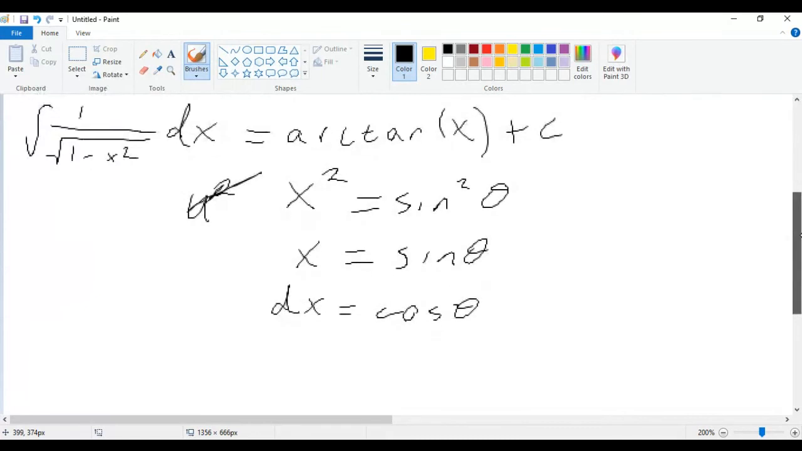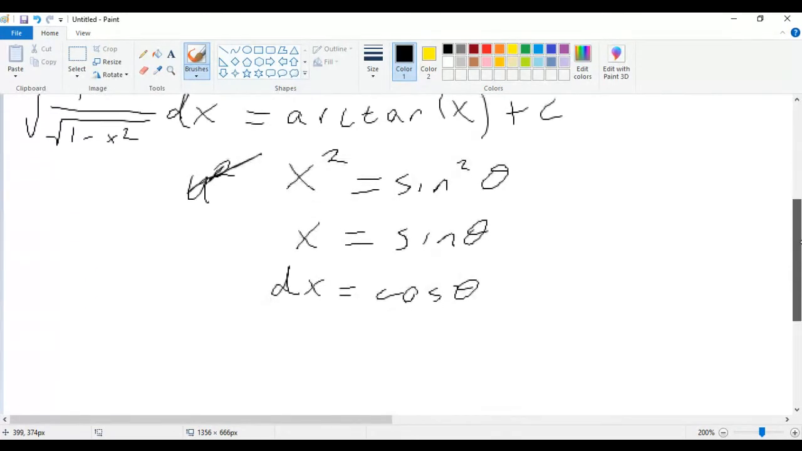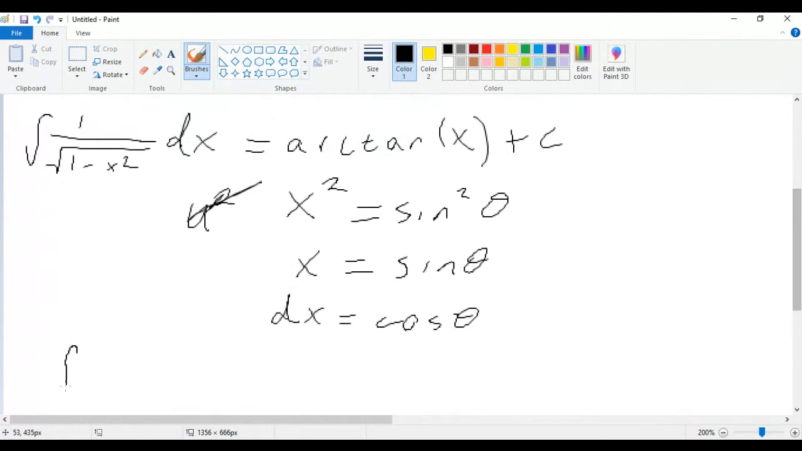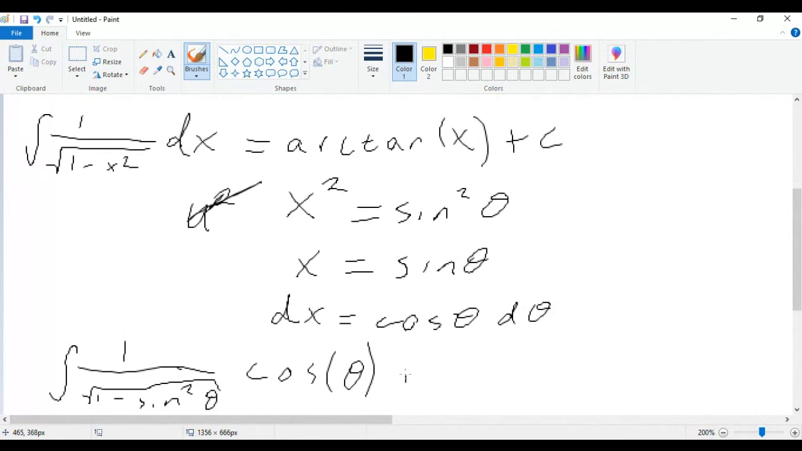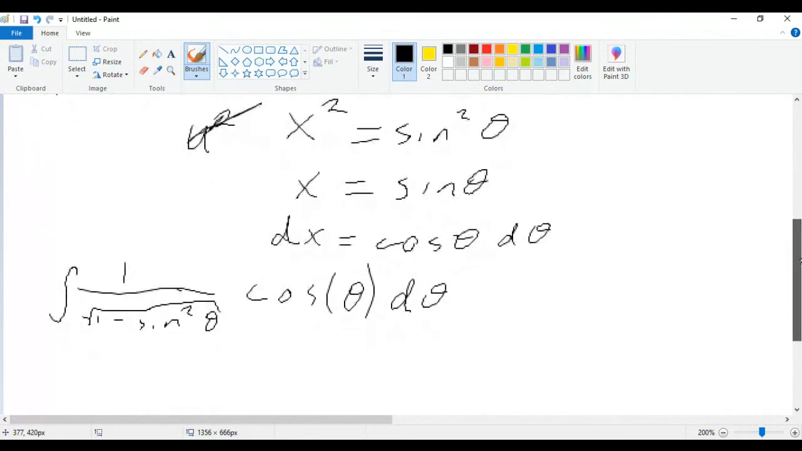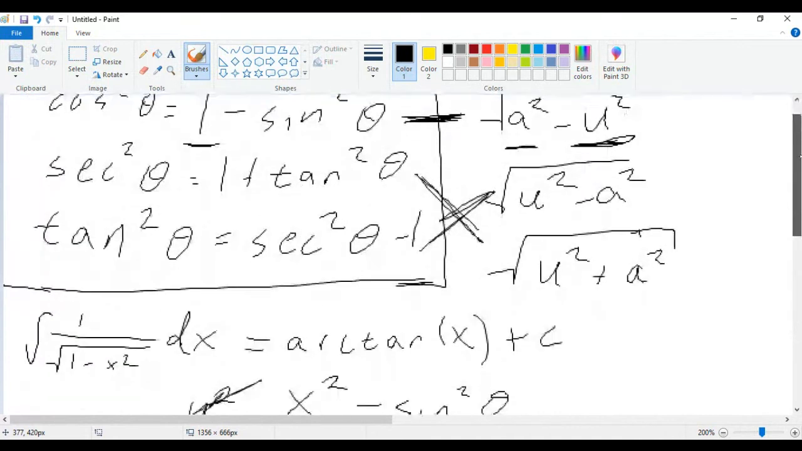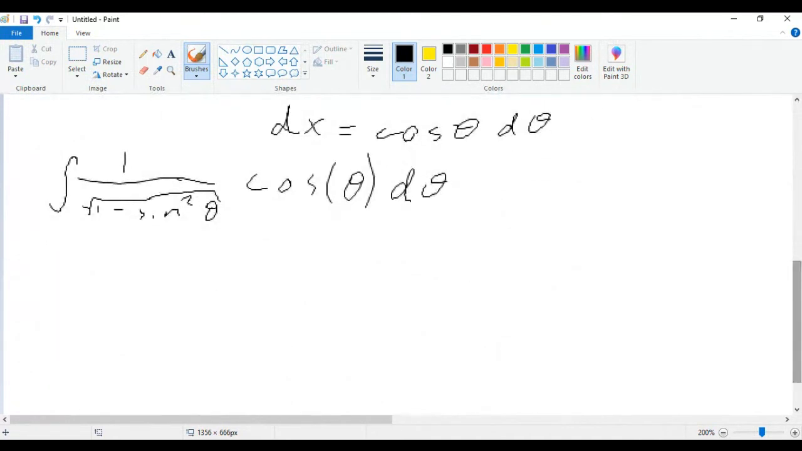So if we go ahead and make the substitution, that x squared is sine squared of theta, well then this becomes 1 over square root of 1 minus sine squared, times dx, which is cosine of theta d theta. Then by our identity, we know that 1 minus sine squared theta is equivalent to cosine squared theta. So we can actually write that in.